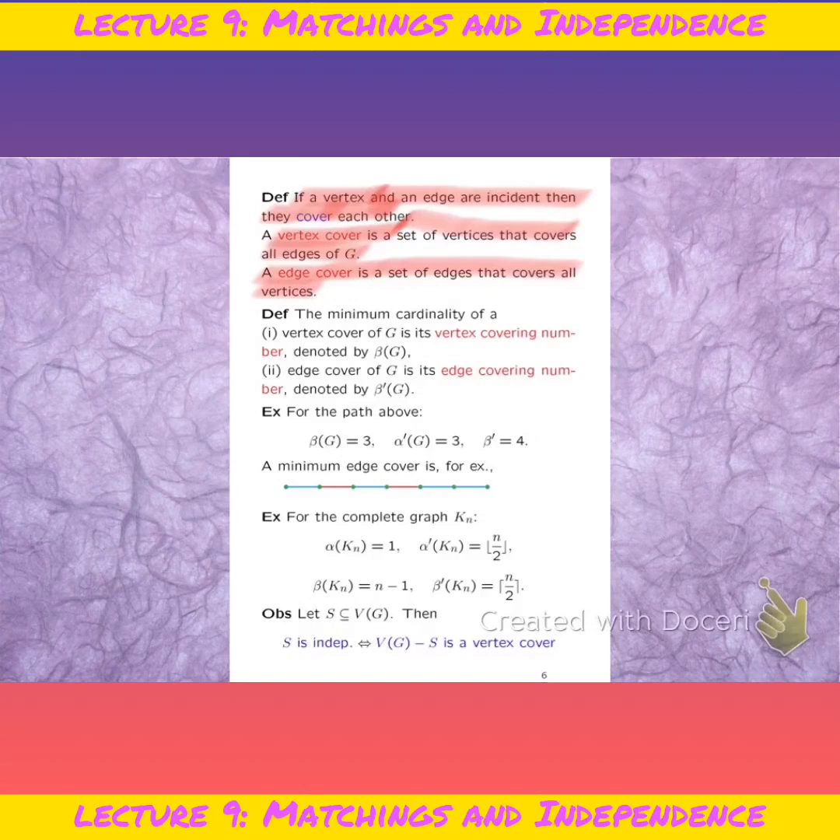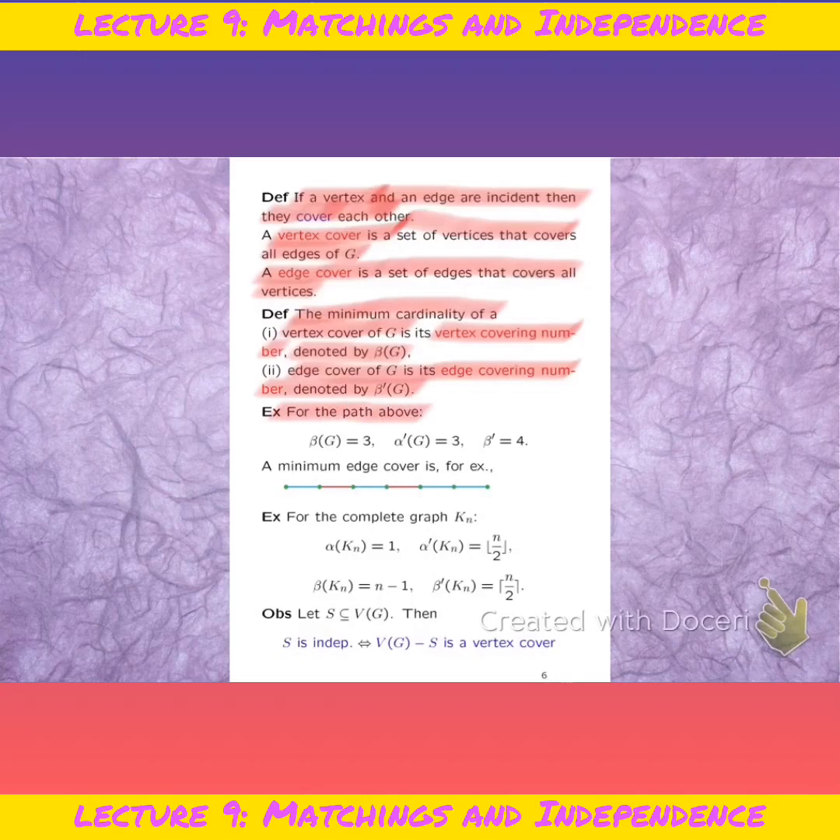Okay, so note the difference between the two. The minimum cardinality of a vertex cover of G is called the vertex covering number, and it's denoted by beta of G. Likewise, the minimum cardinality of an edge cover of G is its edge covering number, and that's denoted by beta prime of G.